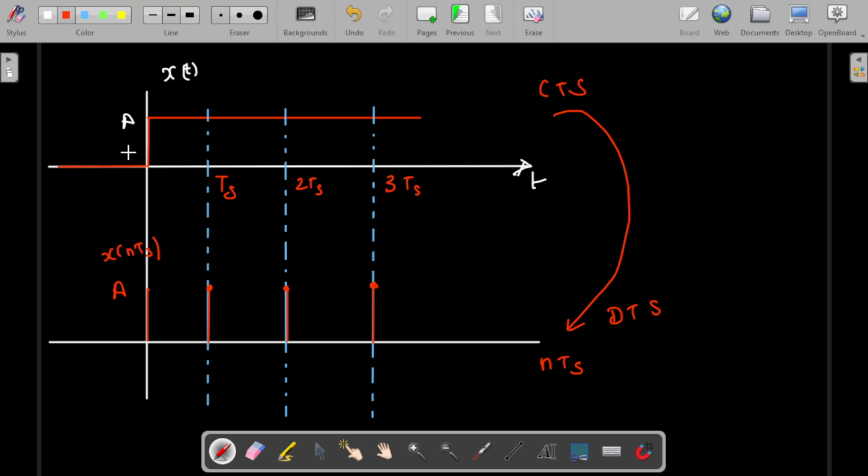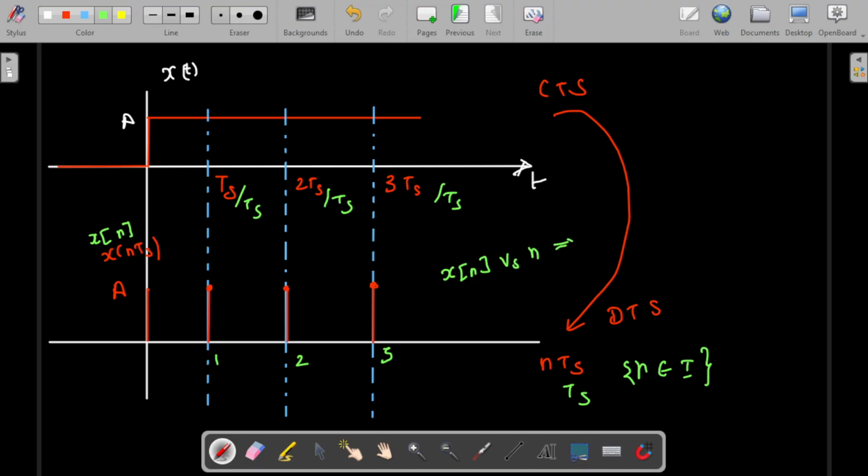Let me take a green pen and make it. In some cases we represent this only with x of n, which means we divide the entire thing by Ts. If we divide this by Ts, only the numerical value will remain. So this will be changed to x of n, and this will be changed to 1, 2, 3. Ts will be divided out. That is the ultimate idea. Now n will belong to the integers. Only at integer values will the signal have values, because we know the value is available only for t greater than 0. So this is how the graph can be converted to x of n versus n. This is the discrete time representation.